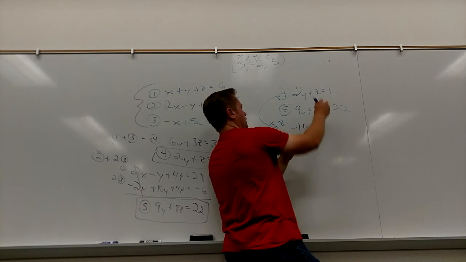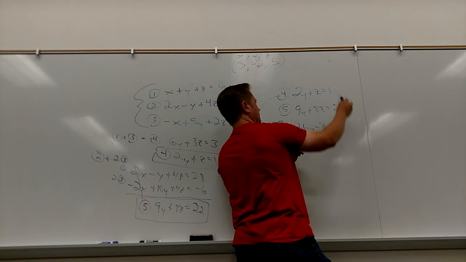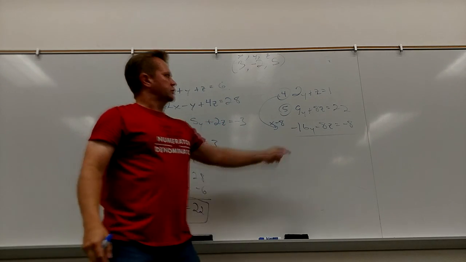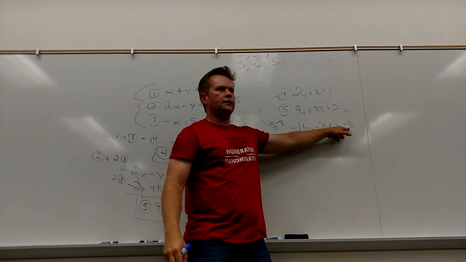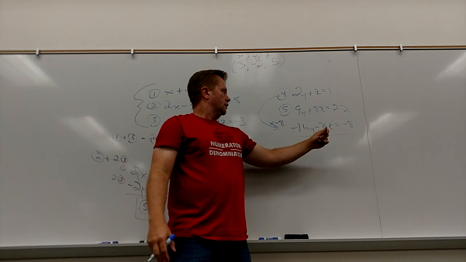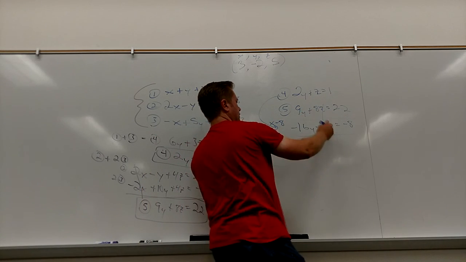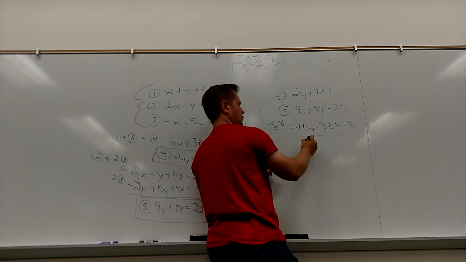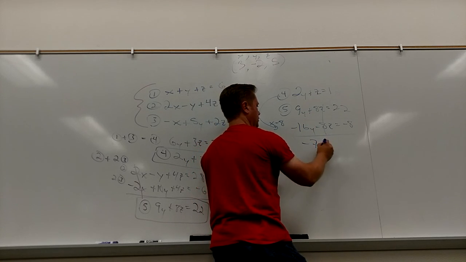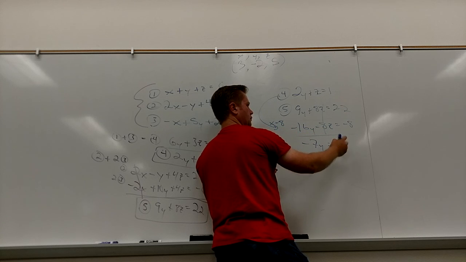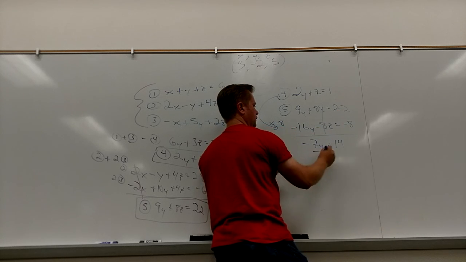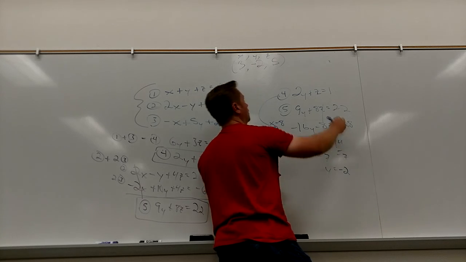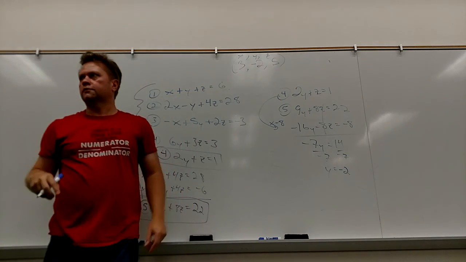Negative 16y minus 8z is negative 8. The most common mistake is to forget the other poor side. And now you combine these guys, and what do you get here? Yeah, negative 7y equals 14. Divide by negative 7, we get y is negative 2. Right? Which is what it was.